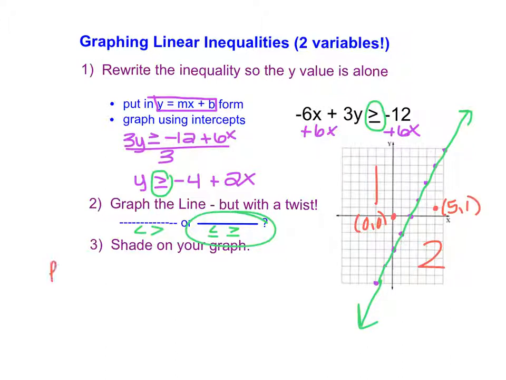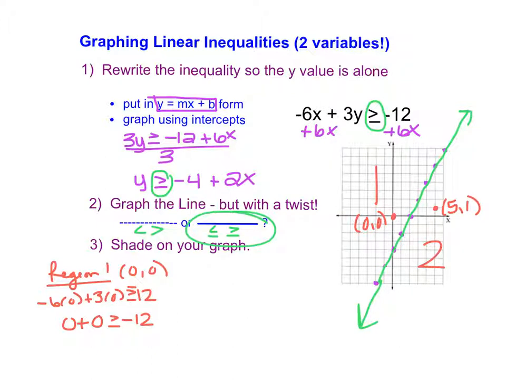So let's test the point in region 1. I picked the point 0, 0. So I have negative 6 times 0 plus 3 times 0 is greater than or equal to negative 12. So here I have 0 plus 0 is greater than or equal to negative 12. 0 is greater than or equal to negative 12 is true.